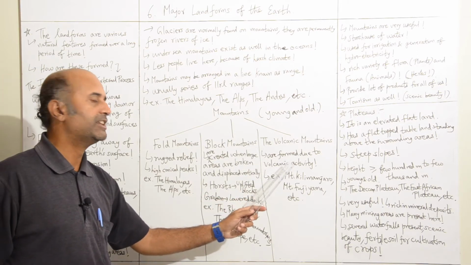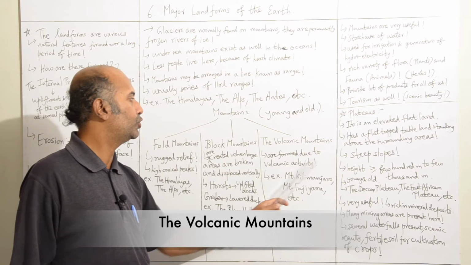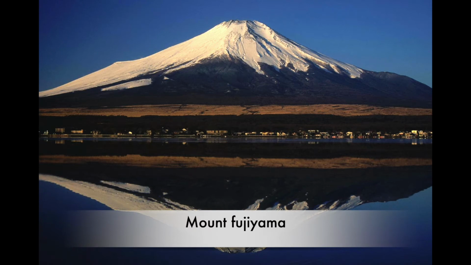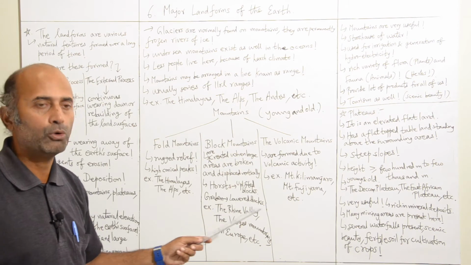Now we'll take a look at the volcanic mountains. The volcanic mountains are formed due to volcanic activity. Examples are Mount Kilimanjaro in Kenya, Africa, and Mount Fujiyama in Japan, Asia. So these are the examples of the volcanic mountains.